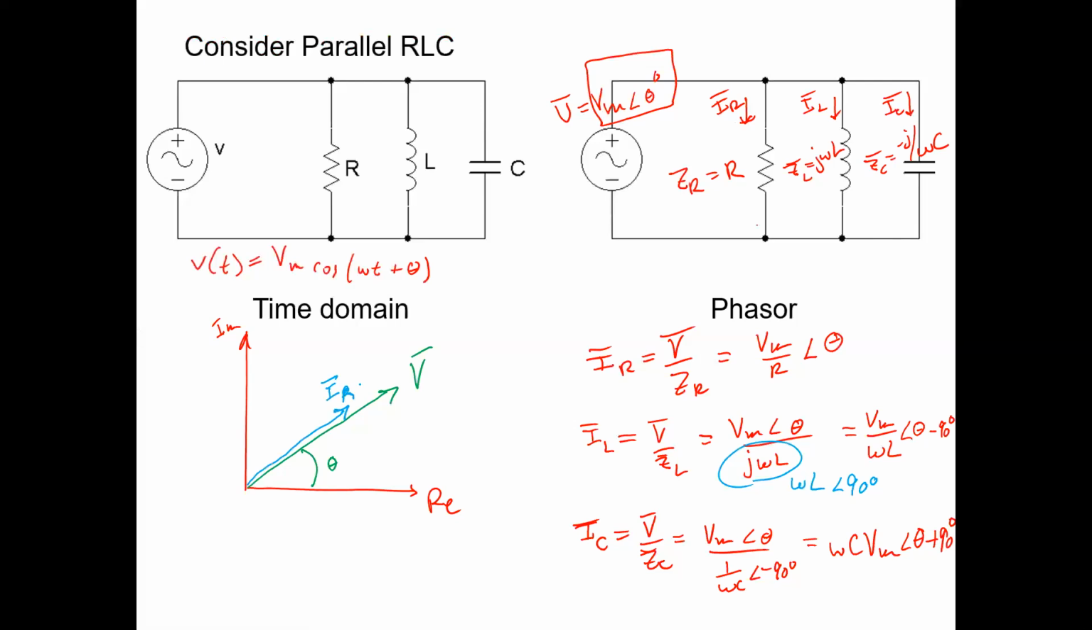But the capacitor is going to be off here on the left at a 90-degree angle right here. That's a 90-degree angle for IC, scaled, of course, by the frequency and the capacitance. And the inductor is going to be down here, like some kind of IL. IL is going to be over here, 90 degrees behind.